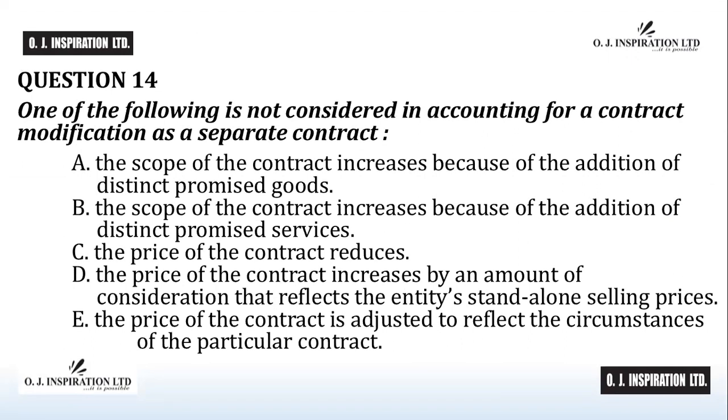Question number 14. One of the following is not considered in accounting for a contract modification as a separate contract. A. The scope of the contract increases because of the addition of distinct promised goods. B. The scope of the contract increases because of the addition of distinct promised services. C. The price of the contract reduces. D. The price of the contract increases by an amount of consideration that reflects the entity's standalone selling prices. E. The price of the contract is adjusted to reflect the circumstances of the particular contract. 10 seconds gone. 20 seconds gone. Time up.